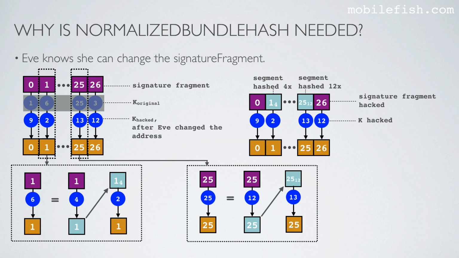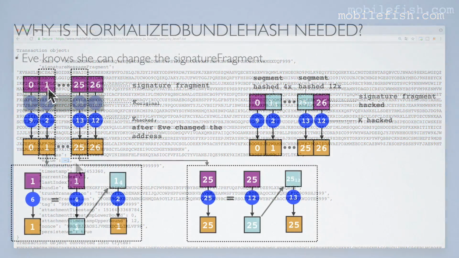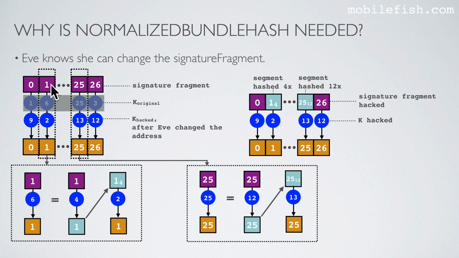Okay, let's see how Eve prepares for her next hack attempt. As mentioned earlier, Eve knows she can change the signature fragment. This signature fragment, where IOTAs are spent from. Let's focus on this segment.